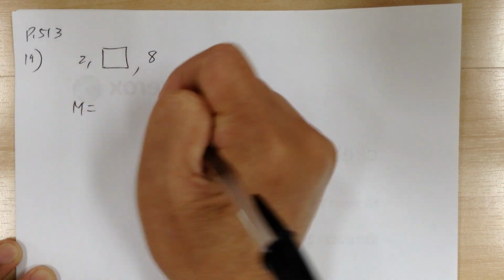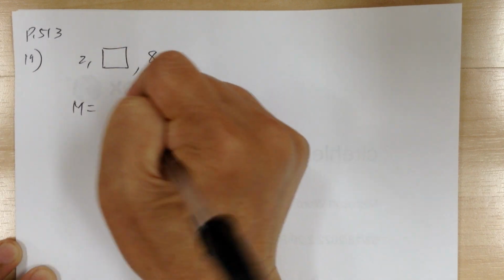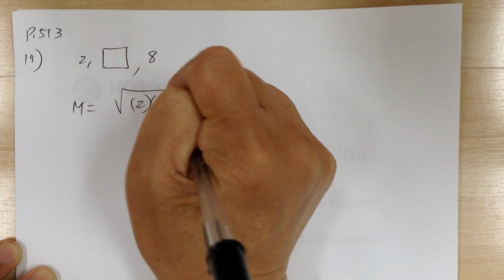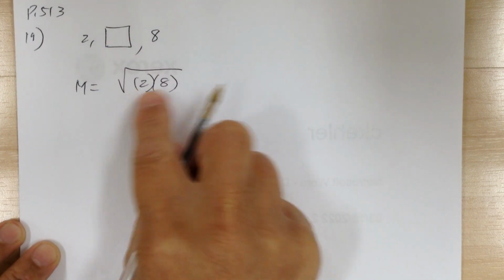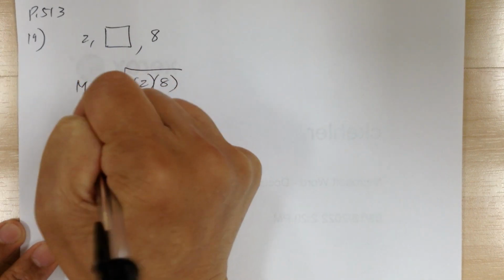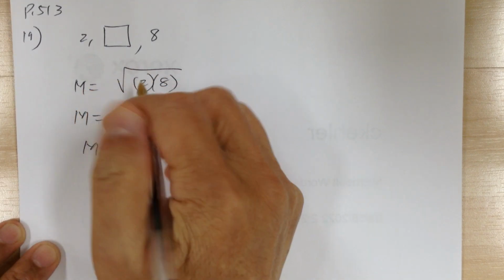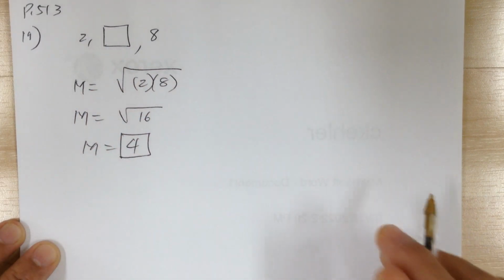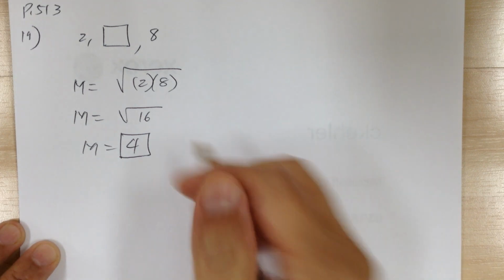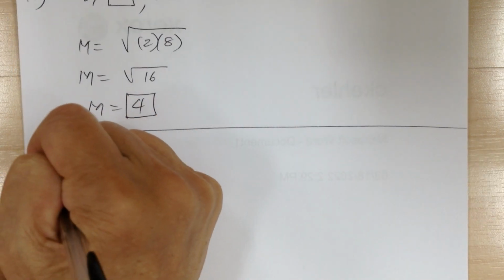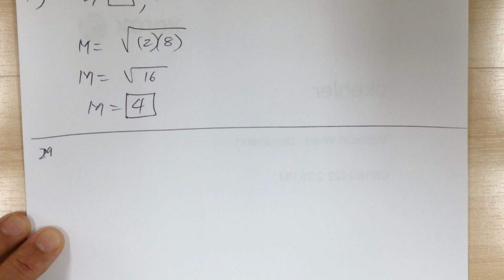To find the middle number, you have to multiply and take the square root. When you have the middle number, you multiply and take the square root. So this will be equal to the square root of 16, so m equals 4. Okay, number 19 done. Now let's go to number 21.